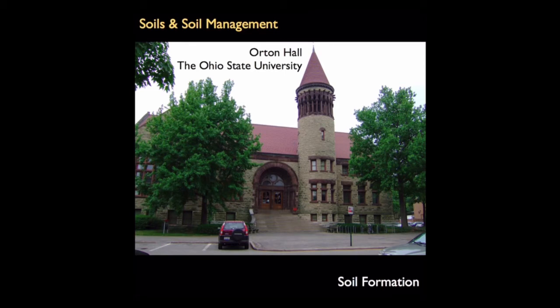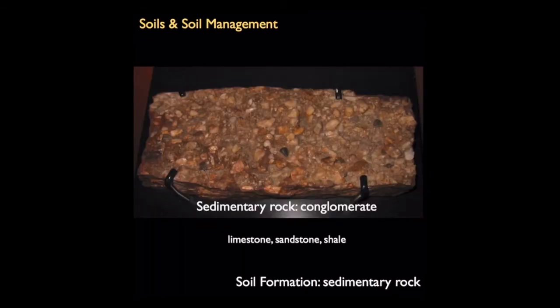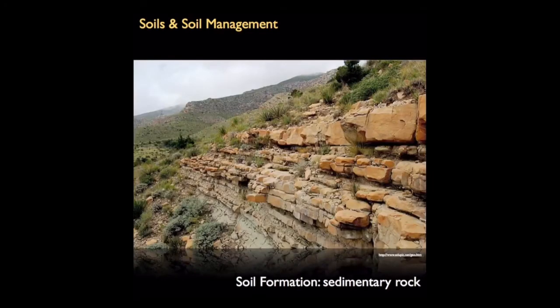Orton Hall, shown here on the Columbus campus, is an excellent place to learn about the geology of Ohio, and it's definitely worth a visit. Now, the second kind of rock is sedimentary rock, which includes limestone, sandstone, and shale. Sedimentary rock is formed by deposition and consolidation of mineral and organic material, as well as by precipitation of minerals from solution. The process that forms sedimentary rock occurs at the surface of the earth and within bodies of water.